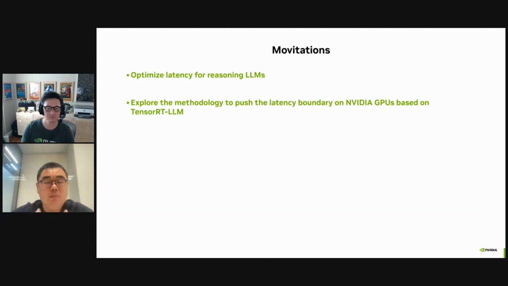First, the motivations. We have two motivations. The first is, of course, we want to optimize the latency for reasoning large language models. And what's more, we want to explore the methodology to push the latency boundary on NVIDIA GPUs based on TensorRT-LLM.